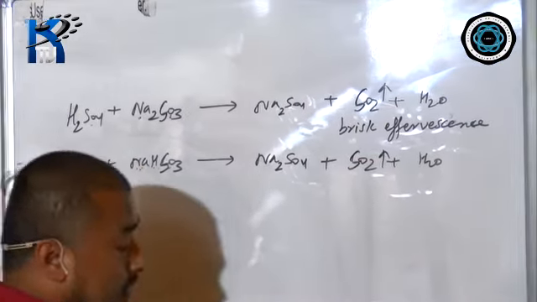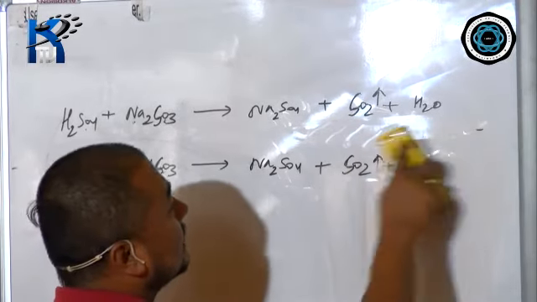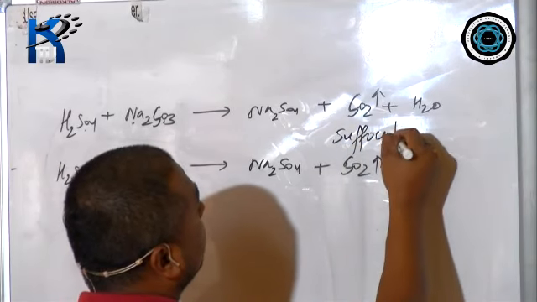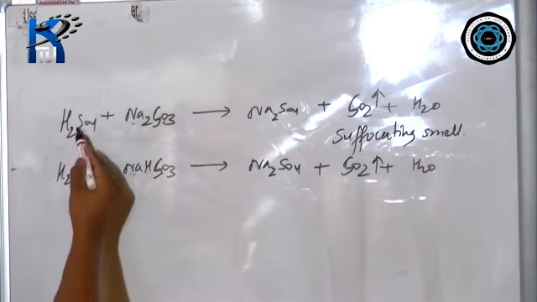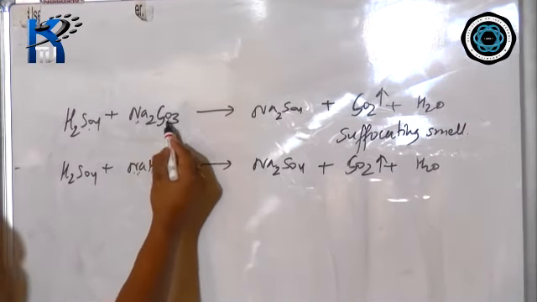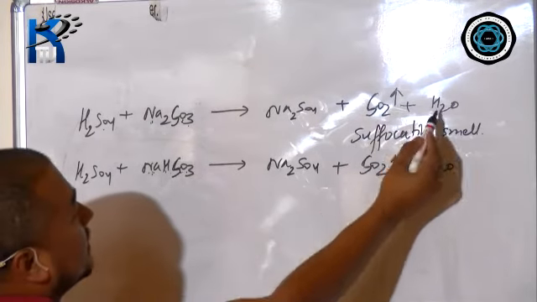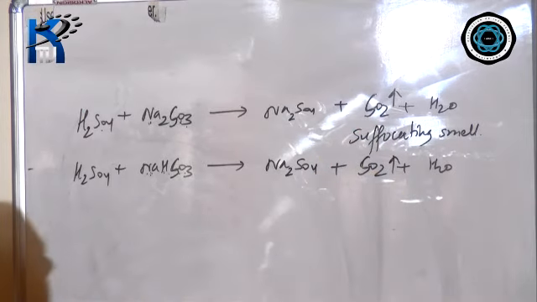So instead of carbon dioxide, now it will become sulfur dioxide. And this sulfur dioxide gas has a suffocating odor or suffocating smell. So students, any acid reacting with metal sulfite or metal bisulfite produces sulfur dioxide, water and salt, and this sulfur dioxide gas has a suffocating odor.